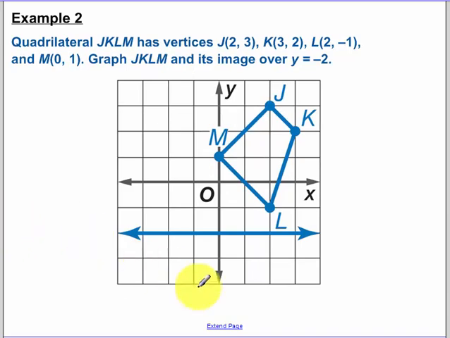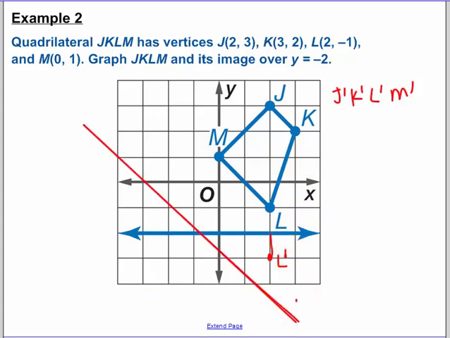Example 2. I want you to re-graph this out. I know it seemed tedious, but you're going to get confused if you have more than one image on a graph. Now we're graphing across the line y equals 2. So again, I'm going to graph J prime, K prime, L prime, and M prime. L is 1 unit away, 1 unit away down here, so that's L prime. K is 1, 2, 3, 4 away. So this is my new K prime.